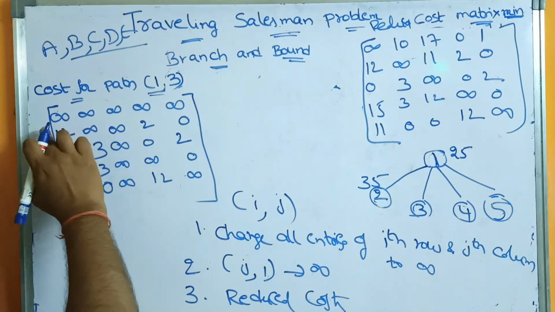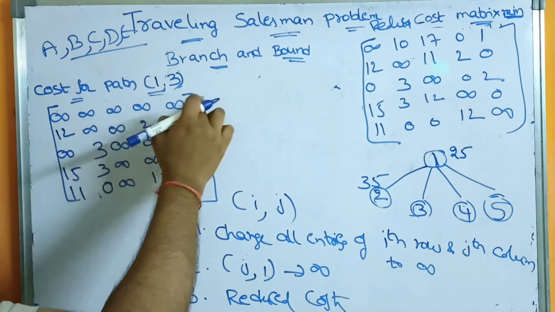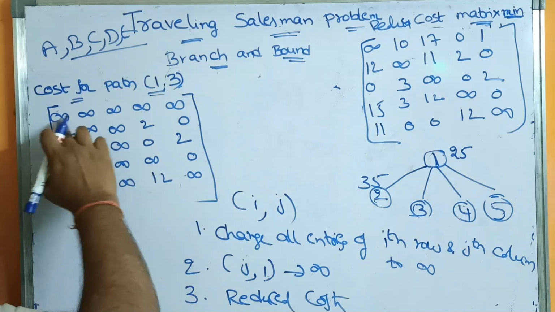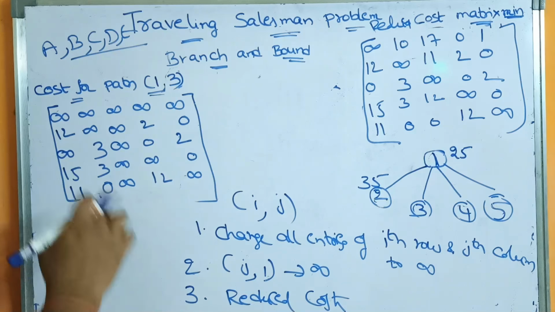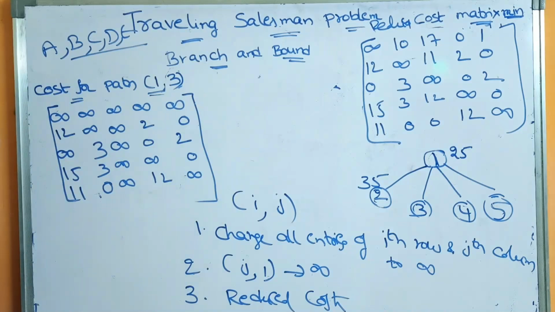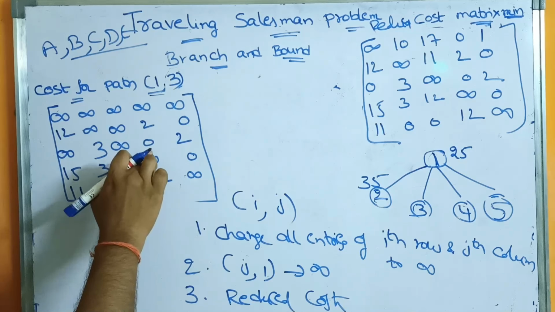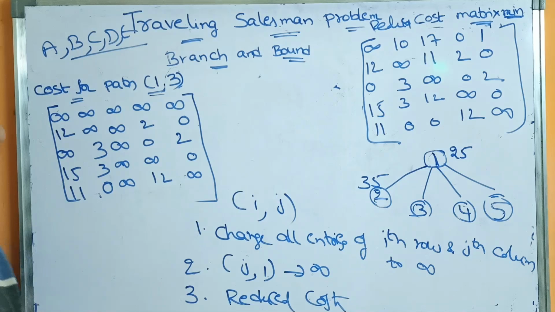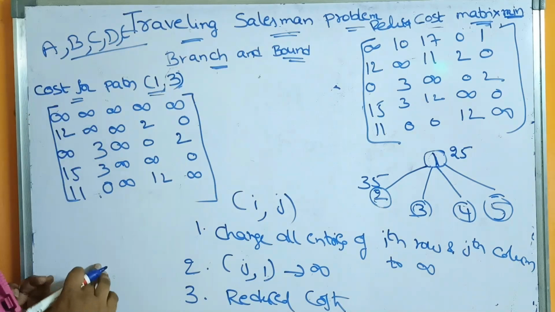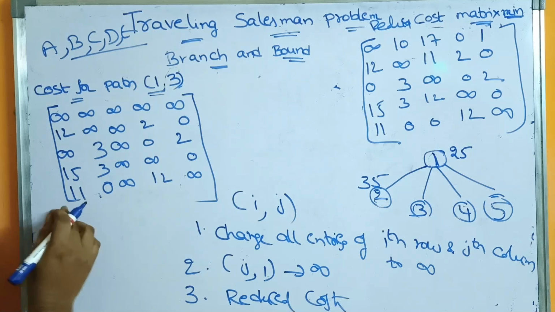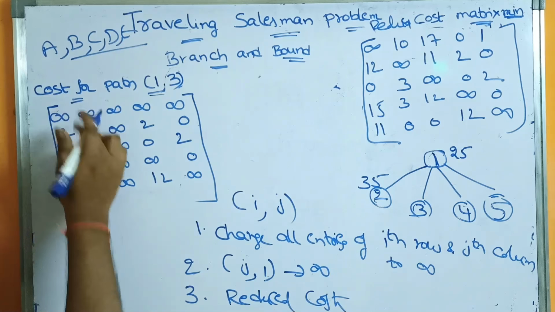Let us find out. The first row is already in row reduction format, because all the entries are infinity, so there is no problem. If you observe the second row, here we have a 0, so it is already in row reduction format. In each of the other rows we also have a 0, so there is no problem. If we observe the first column, here we don't have any 0, so we have to take the minimum value. What is the minimum value?